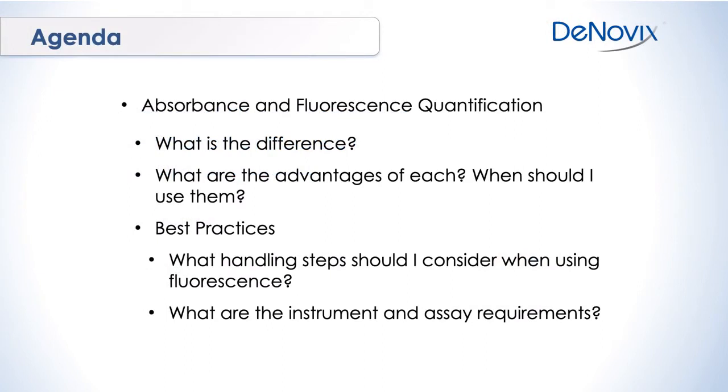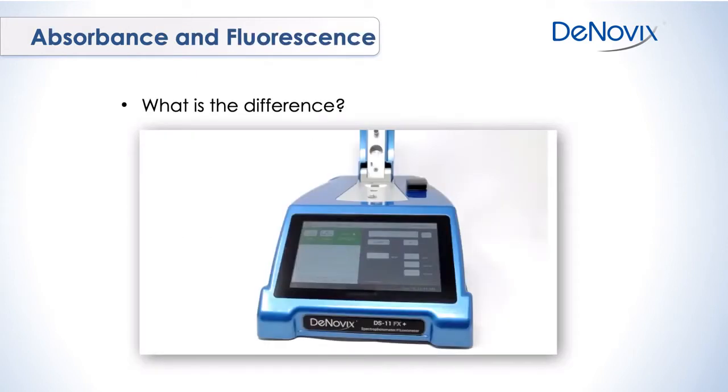So today we're going to talk through the comparisons between absorbance and fluorescence quantification. I'm going to talk a little bit about what the differences are, what the fundamentals are, and what are the advantages of each of those methods and when we should put them into practice. We'll also spend some time looking at what is the best practice when we're preparing these assays and running these samples. So what handling steps should we consider? What instrumentation do we need? How do we ramp up throughput? Those sort of things.